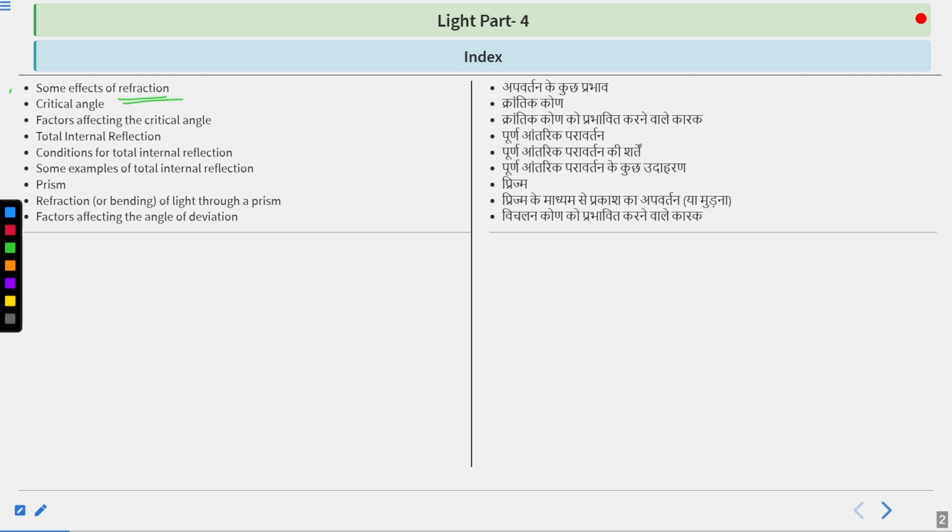So we will talk about some effects of refraction, critical angle, factors affecting the critical angle, total internal reflection, conditions for total internal reflection, some examples of total internal reflection, prism, refraction or bending of light through a prism, factors affecting the angle of deviation. So these areas are going to be the discussion points for this particular lecture.